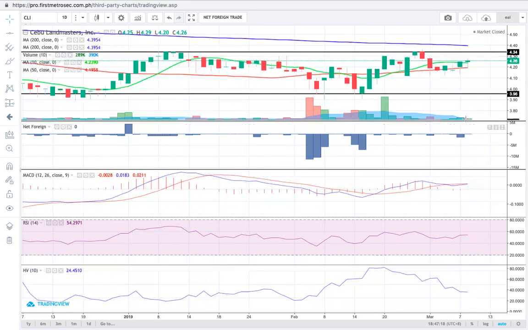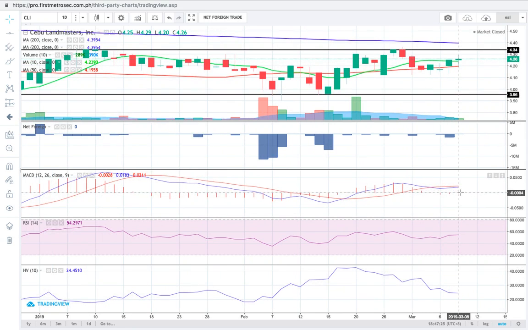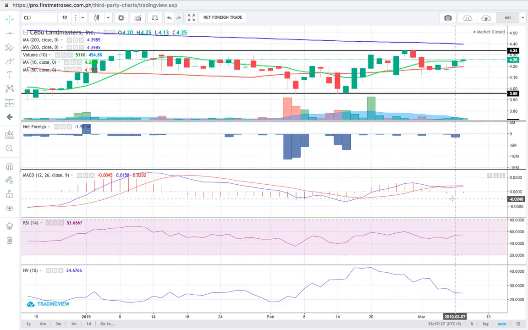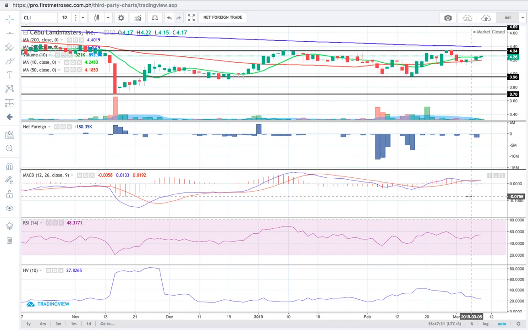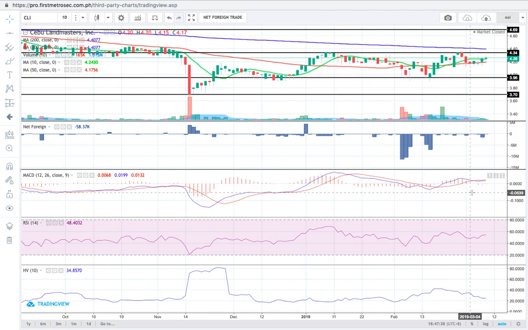Right now, the price is moving above the 10-day simple moving average, the green line. However, MACD is still busy walking below the signal line. So we want to see the MACD line, the blue line, moving above the red line, which is the signal line. Okay? Unless and until that happens, then I would still keep my advice that you should monitor. So just continue to monitor CLI. That is if you are interested in the name or if you have a position on this stock.